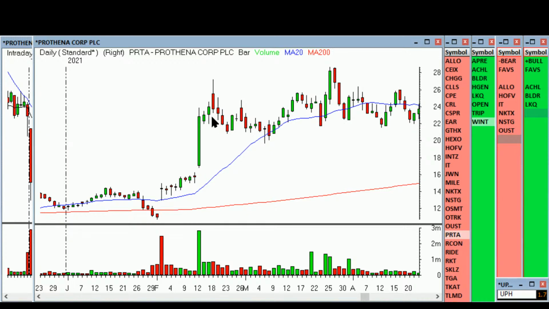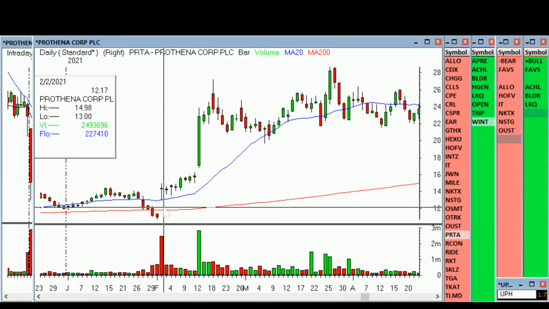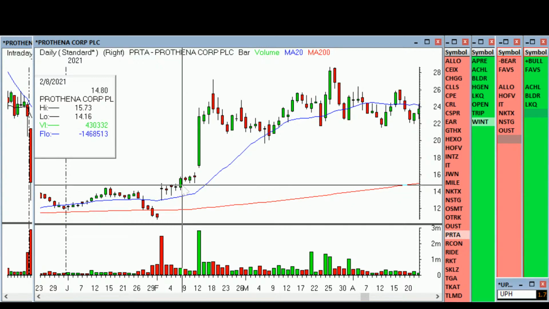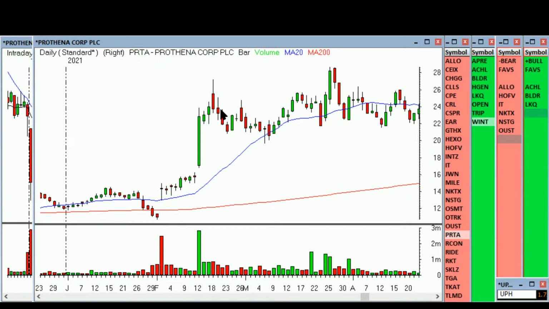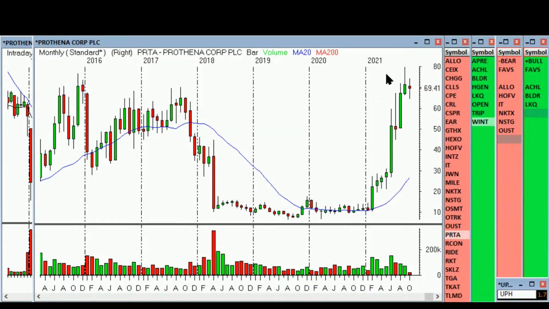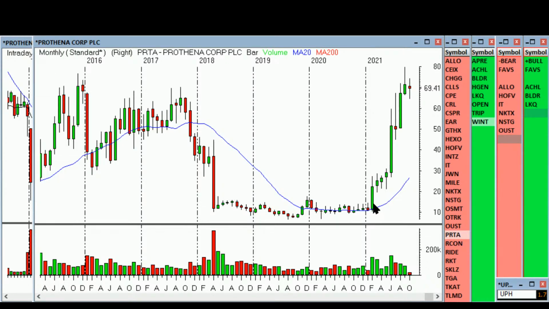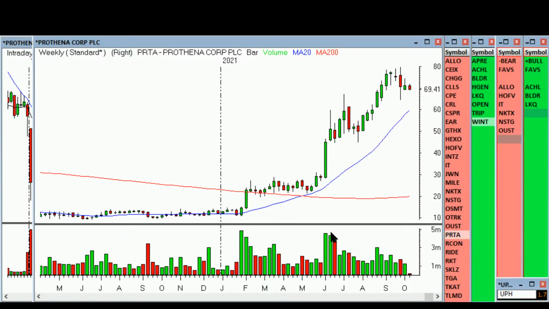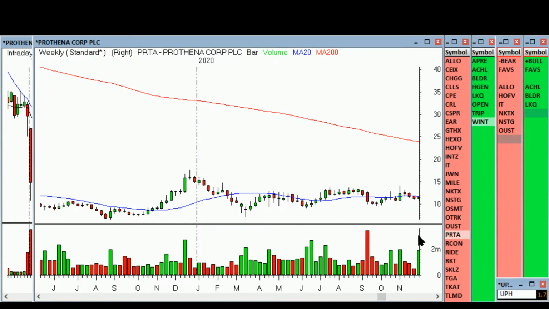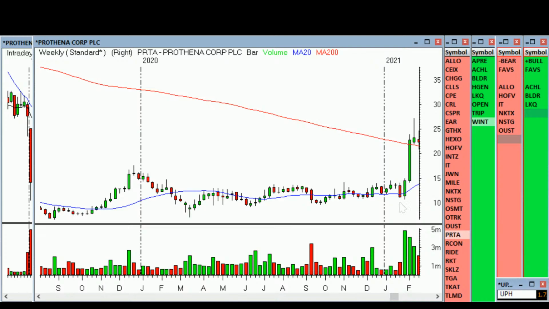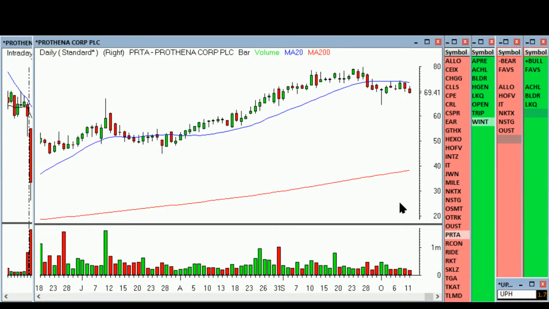The entry was 15, 14.98. So this was the entry. Ended up trailing somewhere here, and it just kept going up, and it went to 80. And this was the entry here on the transition A on the weekly, monthly. This is the monthly. Here's the weekly. Amazing. Just amazing.